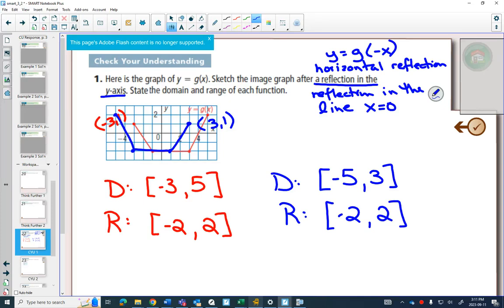Does it make sense to you that the range didn't change? Because if it's a horizontal reflection, that negative is with the x. Only the x values are getting changed. Your y values would stay the same. But your x values did get multiplied by -1, so your domain did change. I'd like you to write 3 and 13 above this one, and circle those two numbers.